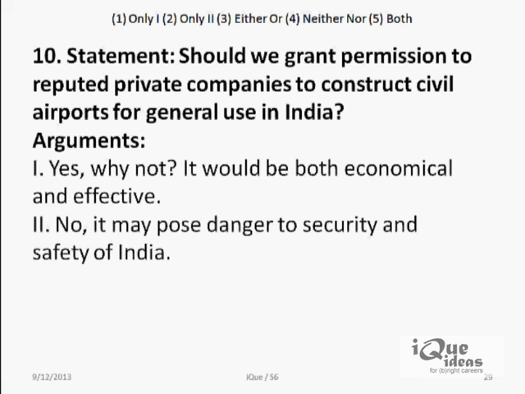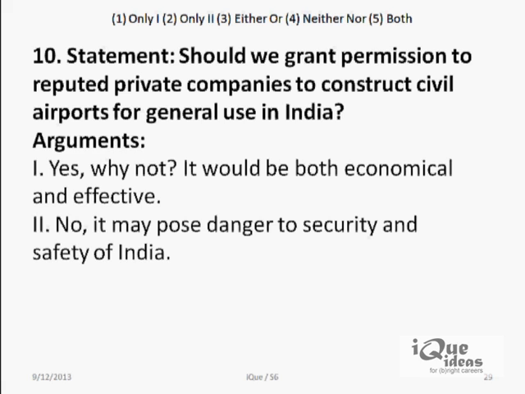The statement given is, should we grant permission to reputed private companies to construct civil airports for general use in India? The first argument is yes, why not? It would be both economical and effective. Now, as seen in one of the previous examples, just because there's a question mark does not make it a weak argument. Let us go ahead and analyze the logic given behind. It says it would be economical and effective if a private company constructs civil airports. Now, the general belief is that while privatization does ensure better quality, it does not necessarily mean that the work is economical, and hence this logic is weak.